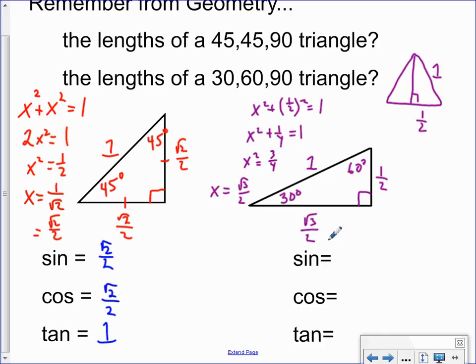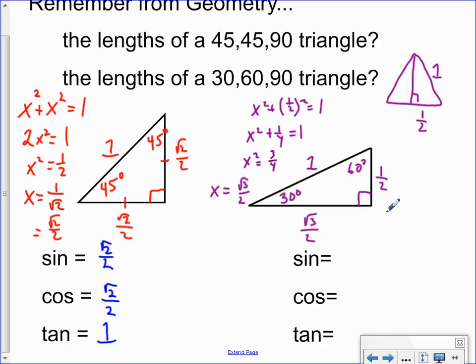So here's the deal. How are you going to remember this? What's bigger, 1 or root 3? The square root of 3, because the square root of 1 is 1, so anything bigger than the square root of 1 has to be bigger than 1. So the root 3 is across from the bigger angle. So the root 3 over 2 is across from the 60, and the 1/2 is across from the 30.